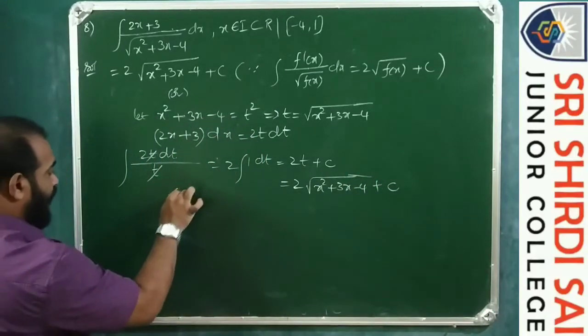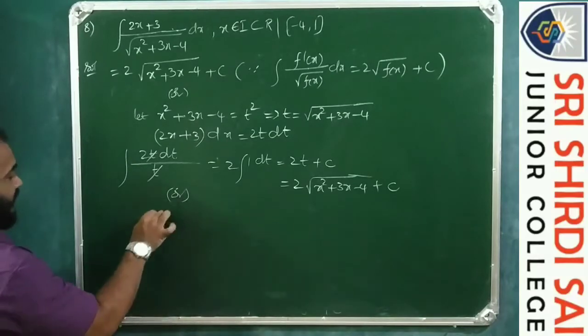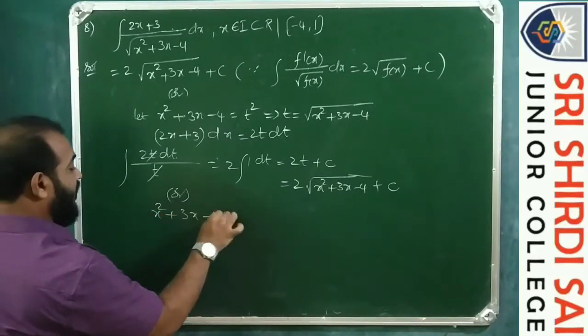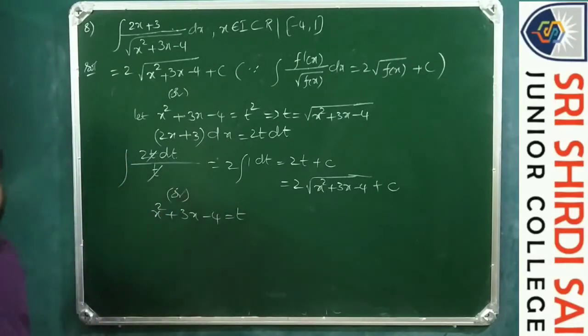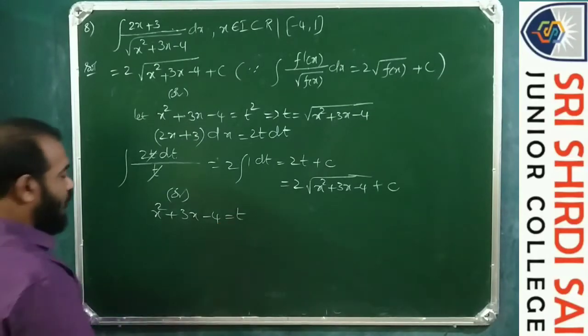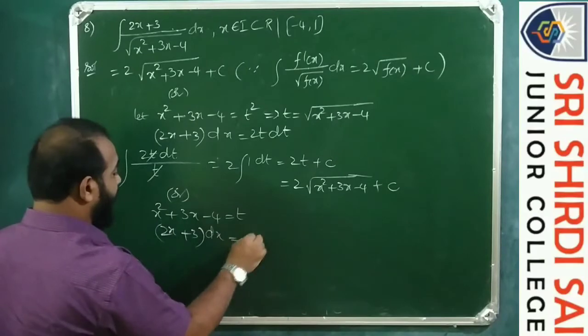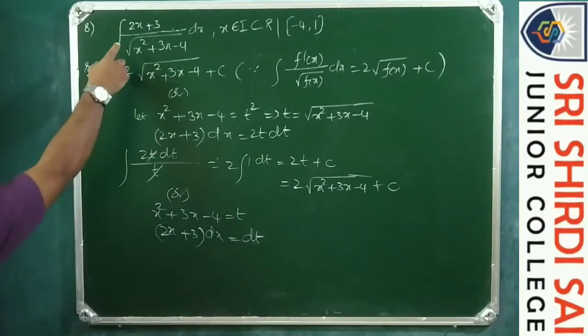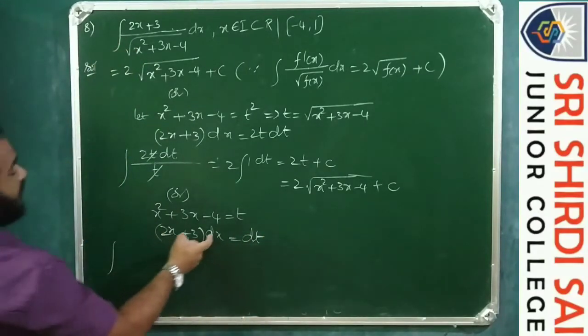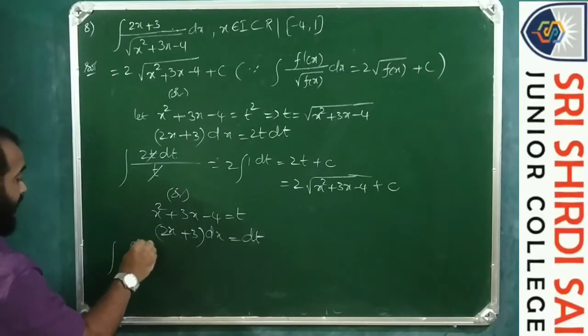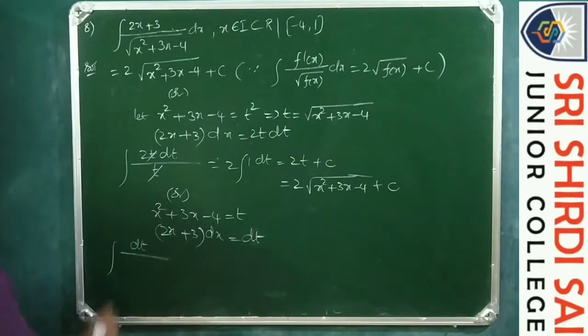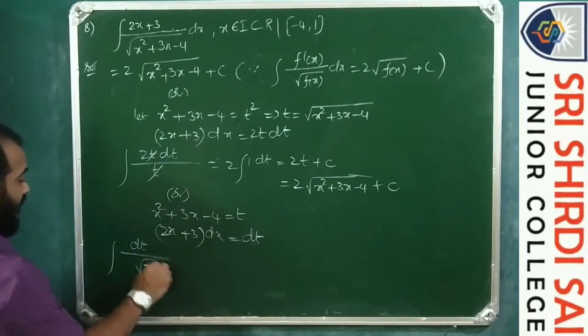Or if you take x square plus 3x minus 4 equal to t only, then also the answer is not going to change. So (2x plus 3) dx is equal to dt. Now you substitute in this. What is integral of (2x plus 3) dx? Which is dt by root t.